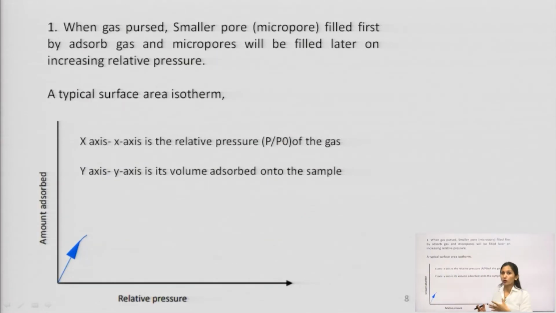कभी एब्जॉर्प्शन शुरू होगा जब आप इसमें गैस पर्ज करोगे क्वांटासोर्ब में, जिसके सैंपल सेल में you have to fill the 1 gram of a powder. So when gas purges, a smaller pore, that means the micropore, is filled first by adsorbed gas, and the larger pores will be filled later on increasing relative pressure.